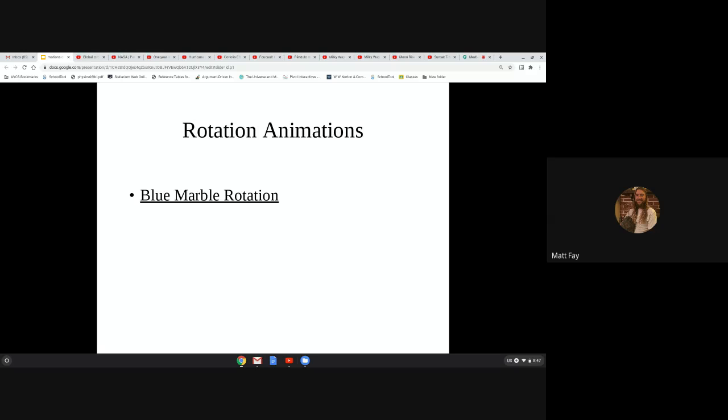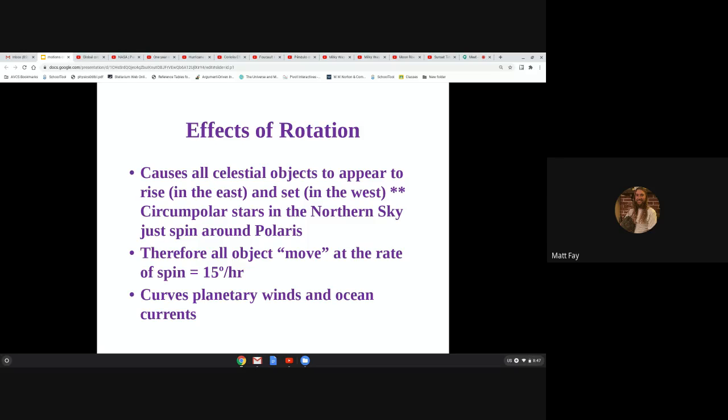Okay, what does rotation do for us? Well, as we've already seen in class, and like that Stellarium program, it causes all the objects to rise in the east and set in the west. And those celestial objects are things like the sun, the moon, the other planets, and all the stars. All that rising in the east and setting in the west is caused by rotation.